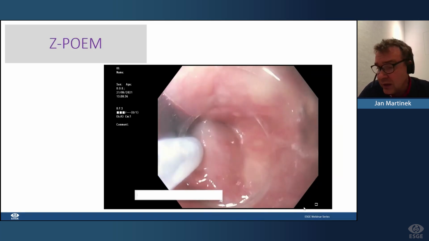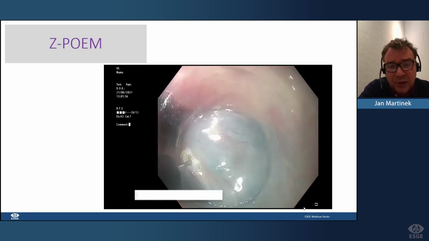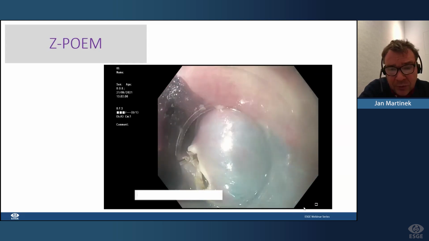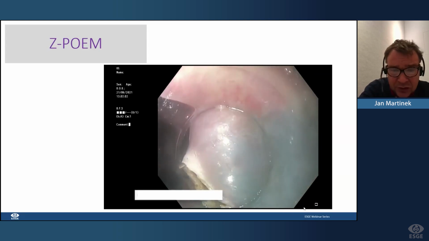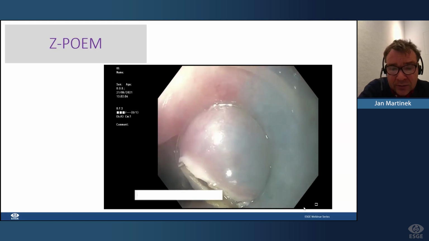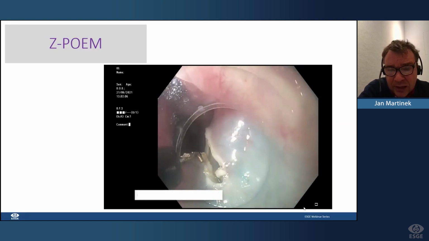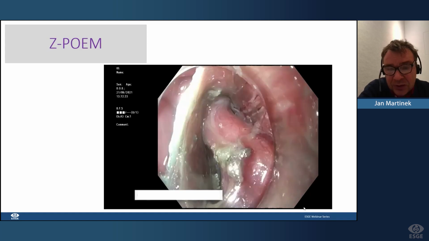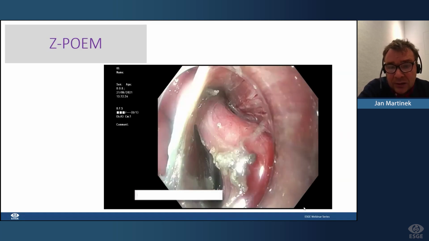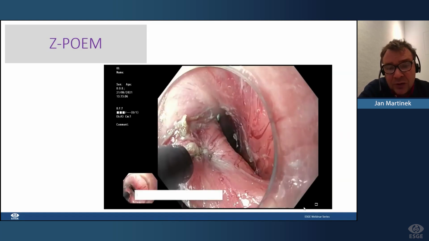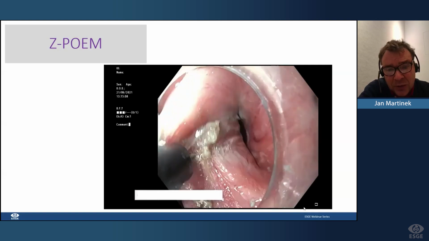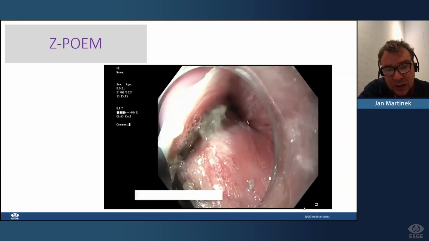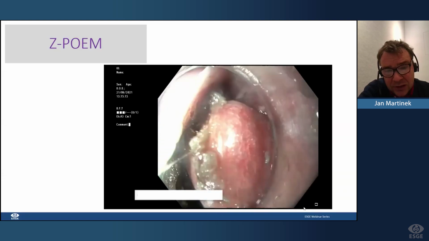Here you see the older version of ZPOM, because the first ZPOMs were performed 5-6 years ago, and the procedure started with an incision in the hypopharynx, 2 centimeters above the septum, and clipping or closure was really very challenging. So nowadays, I think all endoscopists performing ZPOM do the incision above the septum.